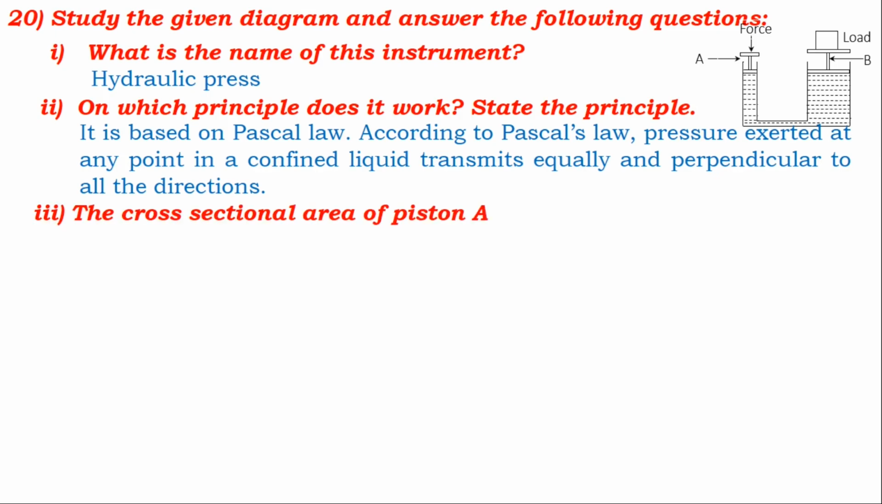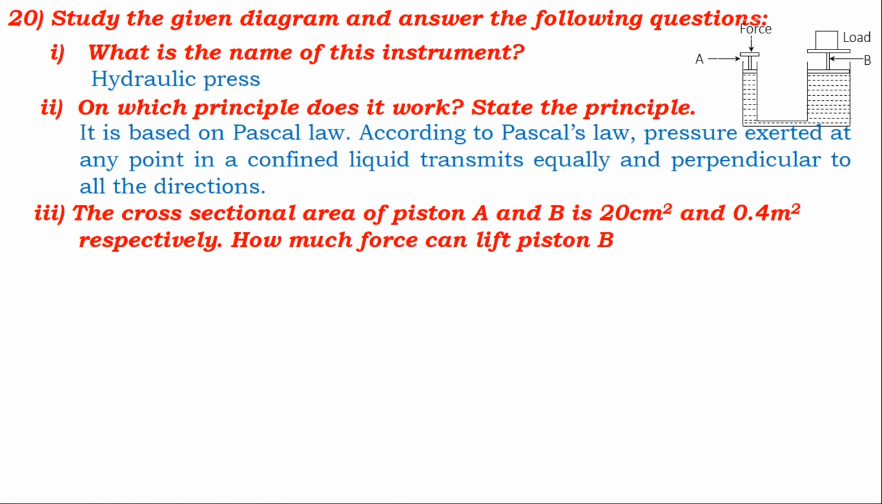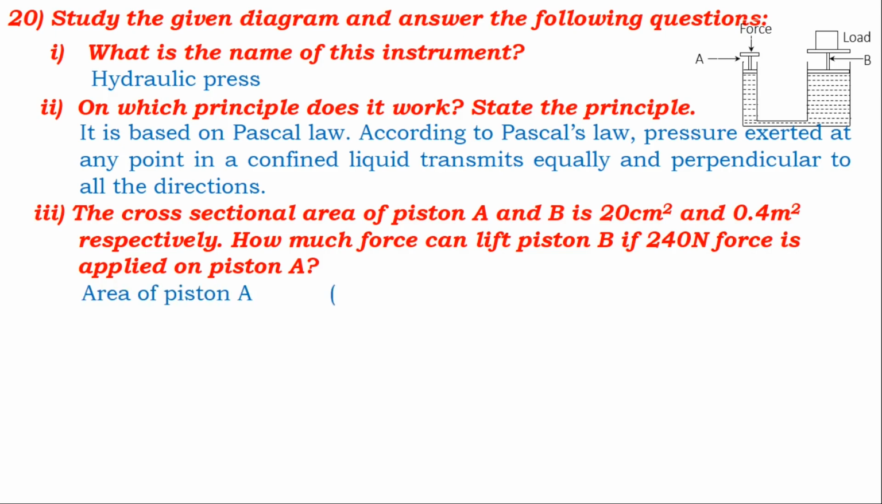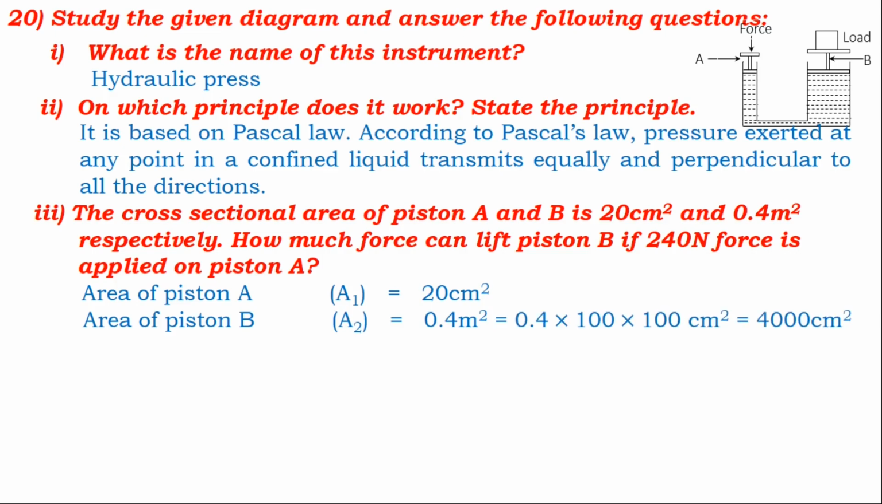Okay, now next question is, the cross section area of piston A and B is 20 centimeter square and 0.4 meter square respectively. How much force can lift piston B if 240 Newton force is applied on piston A? Now we have to find out the value of load. This is a numerical problem. At first we have to write the information and then we'll use the equation to solve it. Informations are area of piston A, which is normally represented by A1, is equal to 20 centimeter square. Another information is area of piston B, A2, it is also given in the numerical, it is 0.4 meter square.